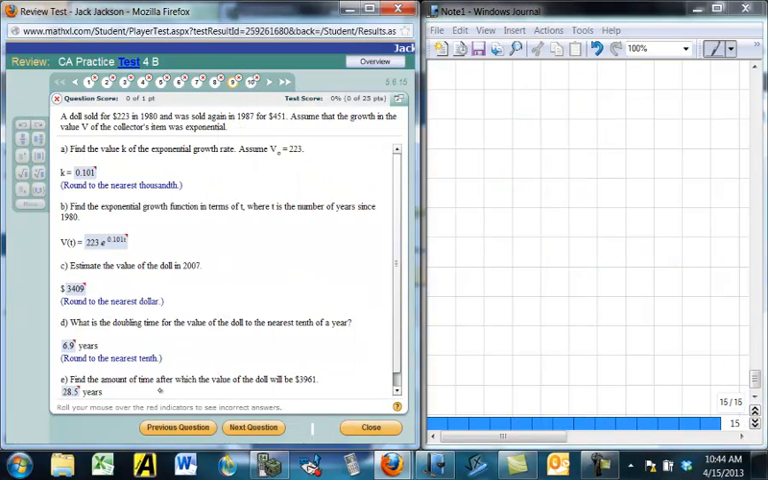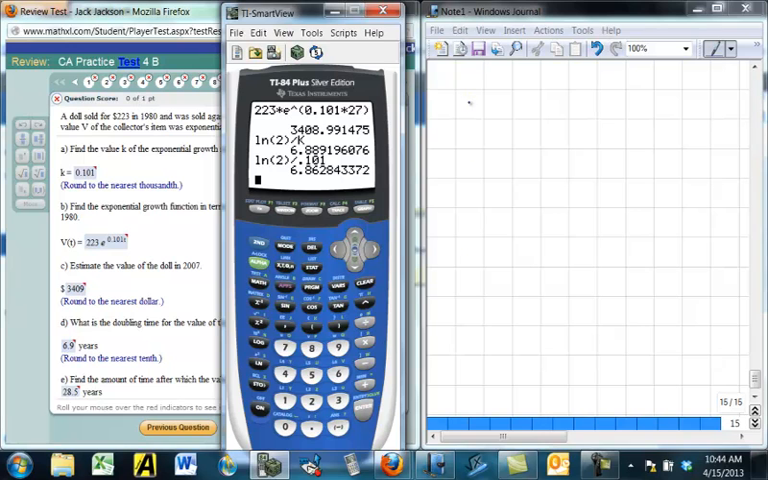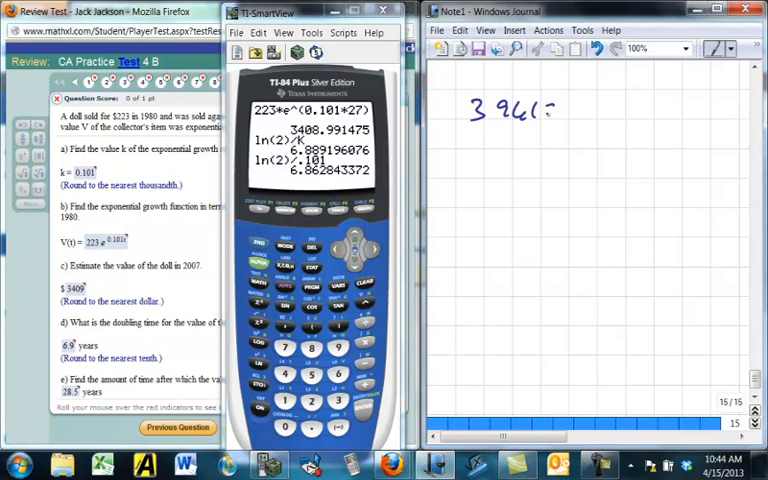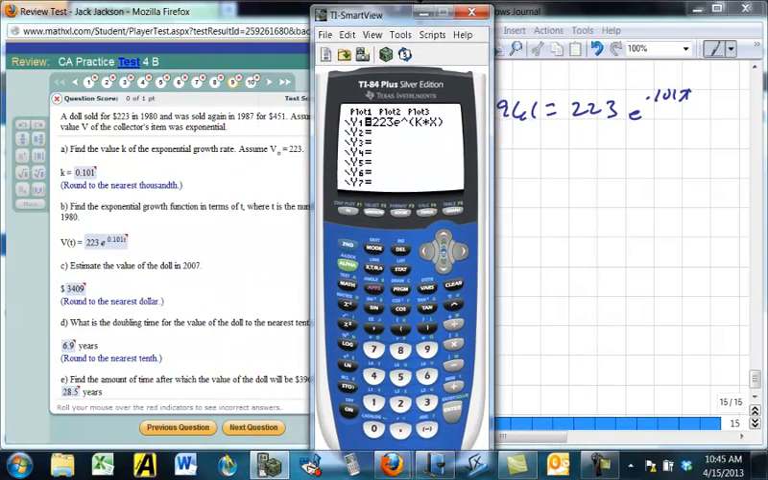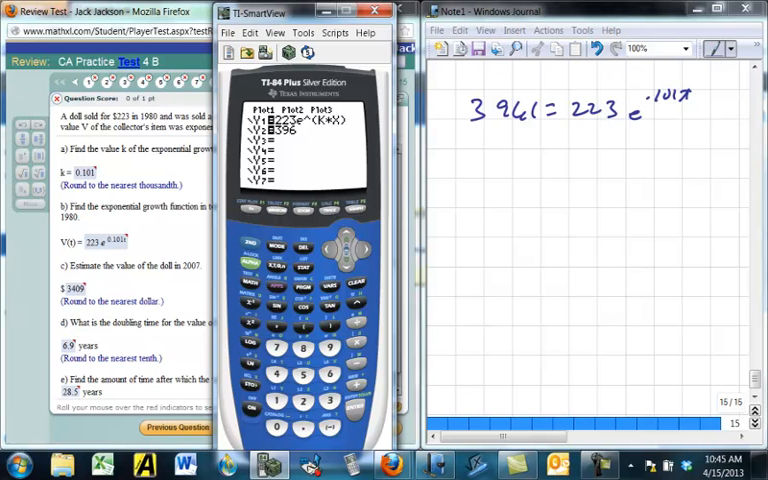Found the amount of time which the doll will be 3,961. Okay, so 3,961 equals, and they're going to be wanting to use the rounded off version, so let me go ahead and do that. We could do this with logarithms, or we could do it with calculating an intersection on the calculator. If we're going to do this, again, I'll do it 2 ways. I'll do it with the k here. 3,961.